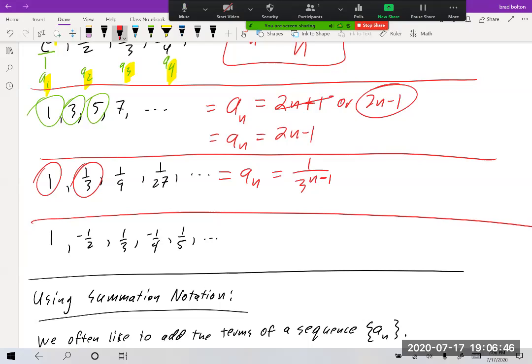This last one. Now this one, notice it goes plus, minus, plus, minus, plus. So that's called an alternating series.